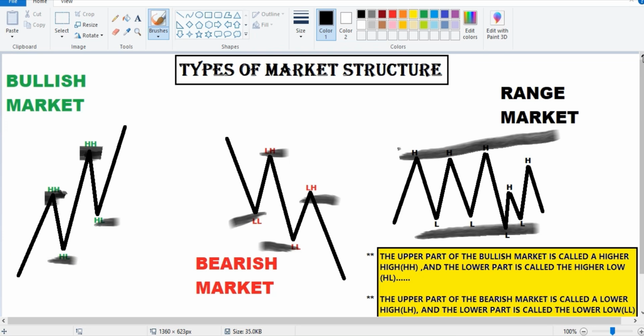All right. So in the next video, we're going to be talking about more things about market structure. We've known the definition of market structure now and the types of markets.